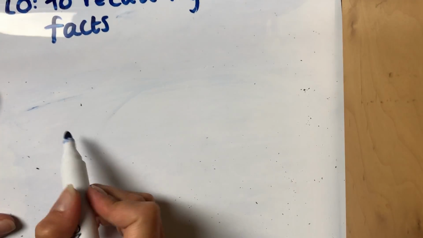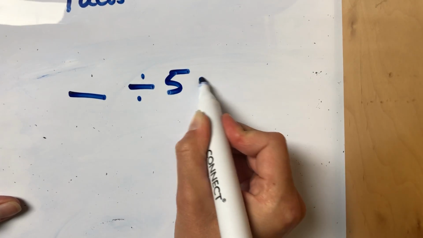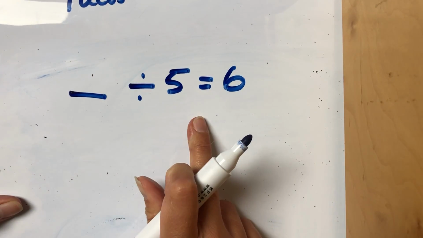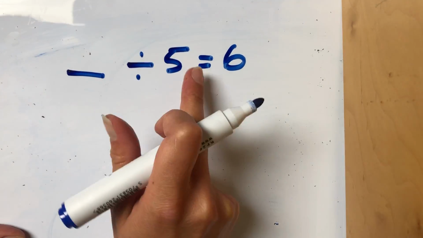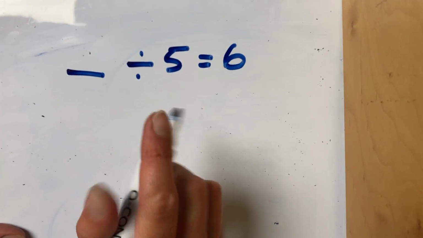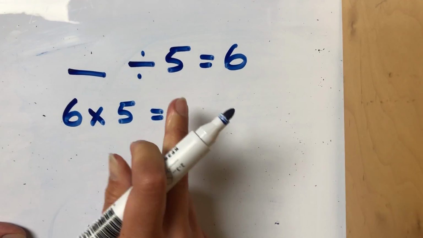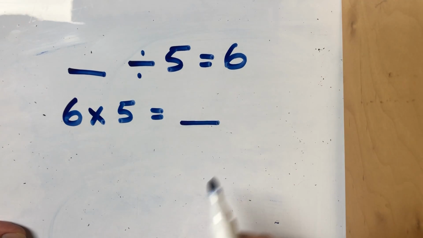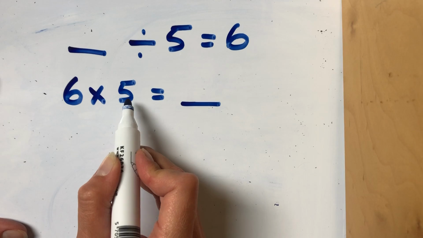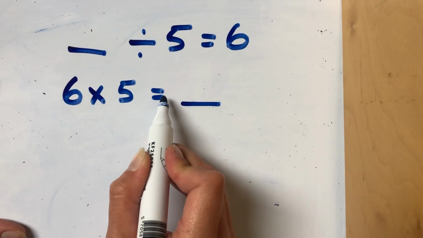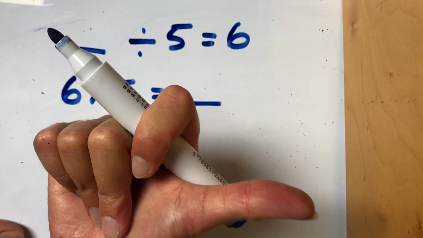So this time I'm going to do something divided by 5 equals 6. Now I need to work out this number here. I know that if it is divided by 5, I get 6. So therefore, 6 times by 5 will give me this number here. Now I'm quite confident with my 5 times tables, so I'm just going to count up in 5s until I get my answer. 5, 10, 15, 20, 25, 30.